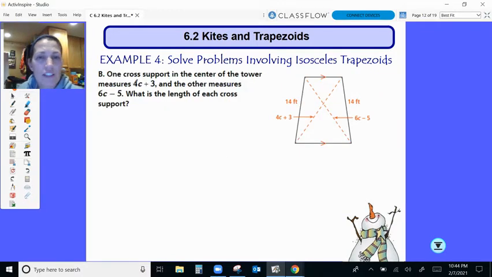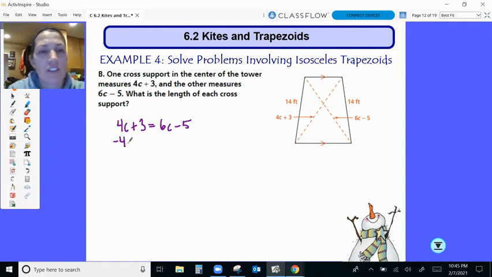All right, my midsection here, it says one cross support of the center of the tower measures 4C plus 3. Right here, my other cross section measures 6C minus 5. What is the length of each cross support? Well, we know that these cross supports are equal because diagonals of an isosceles trapezoid are congruent. So we're going to set up an equation here that 4C plus 3 is equal to 6C minus 5 because they're equal in length. So then I can just solve, first of all, for C. Let's find out what C equals.